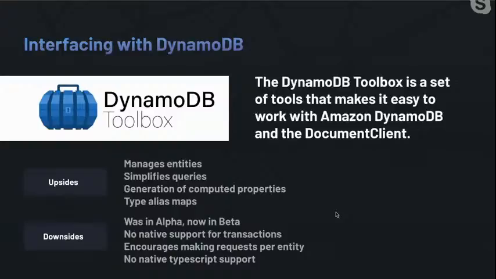So again, one of the tools that we're using is DynamoDB Toolbox. It's a great library that enhances the document client that comes with the AWS SDK. It's really great for managing the different entities and the relationships between those entities. It simplifies our queries by allowing us to alias our different types and map our entities back when we query them. So there's a lot less overhead with that aspect of using it.